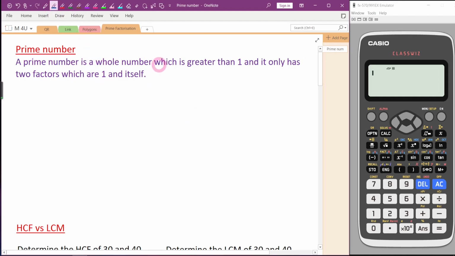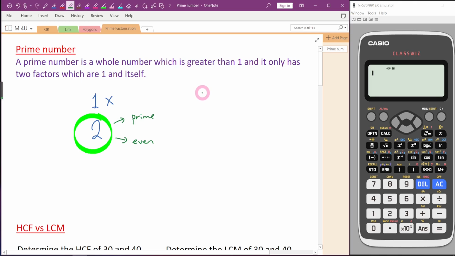A prime number is a whole number. You don't have to think about decimal or fraction because a prime number is a whole number which is greater than 1 and it only has two factors, which are 1 and itself. So remember, 1 is not a prime number. And the first prime number is 2. Remember this 2. This is a quite special prime number because this is the only prime number which is also an even number. The rest of the prime numbers are odd numbers.